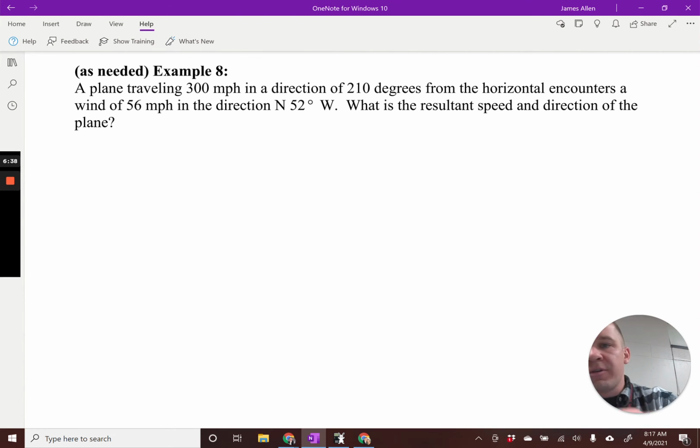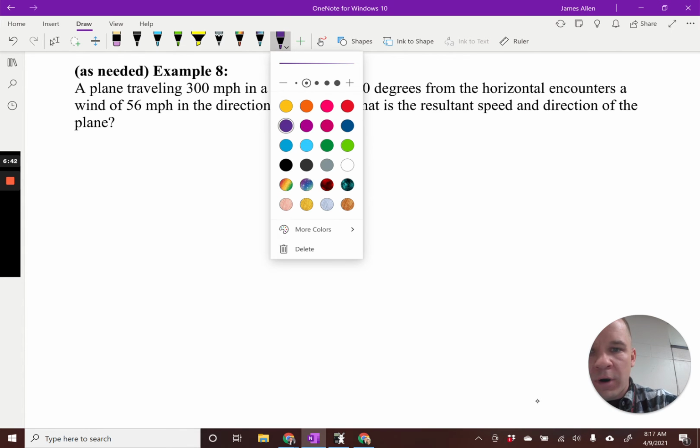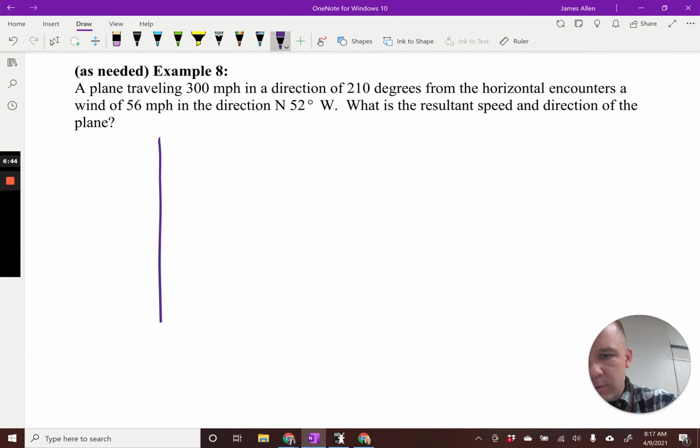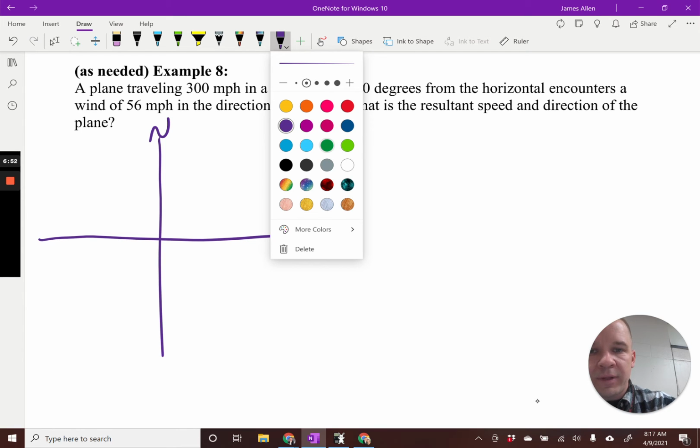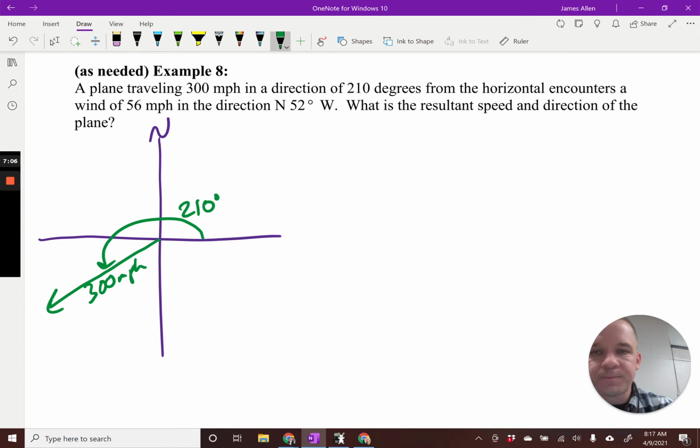So let's draw this up. So I'll start with, we'll go purple again. And we've got north up here, right? So first off, we got the 210 degrees. I'll do the plane in green. So 210 degrees from the positive x-axis is going to be right here. 210. And then we said that one's 300 miles per hour.